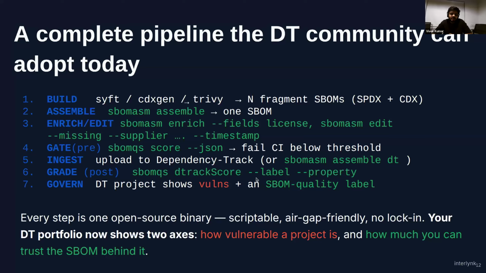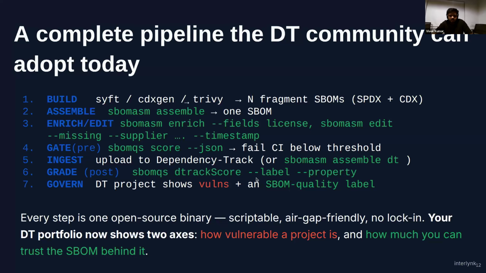Then you can enrich your license, edit your fields, edit or add an author, add a license, and correct anything that is missing. Then you can check the score, and once you have a good score SBOM, you can feed that to Dependency-Track to let it do its own job of further analysis. Once your SBOM is in Dependency-Track, you can use the dtrack score command, using SBOMQS, to add the score to your project ID.